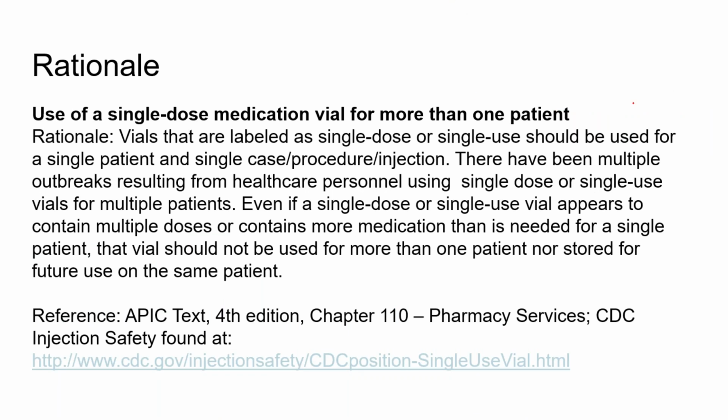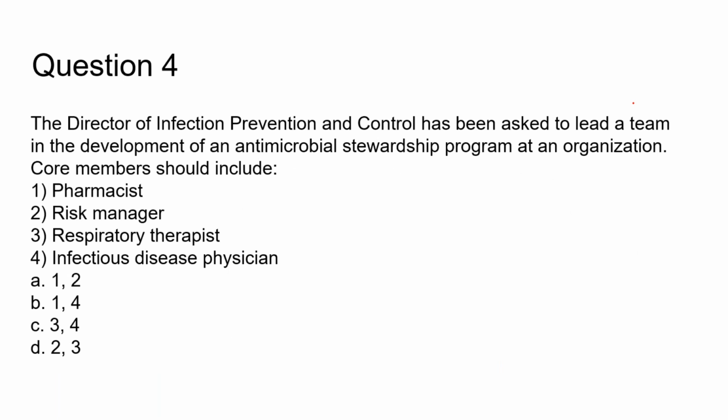So I already went through the question. We're not going to read the rationale. Question 4. The Director of Infection Prevention and Control has been asked to lead a team in the development of an antimicrobial stewardship program at an organization. Core members should include 1. Pharmacist, 2. Risk manager, 3. Respiratory therapist, 4. An infectious disease physician. This one should be quickly split. I'm going to give you like 5 more seconds.